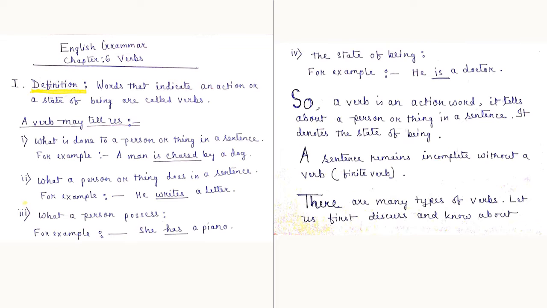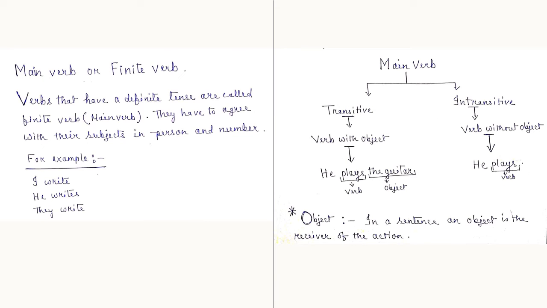There are many types of verbs. Let us first discuss main verb or finite verb. What is a main verb? Verbs that have a definite tense are called finite verbs or main verbs. They have to agree with their subjects in person and number.